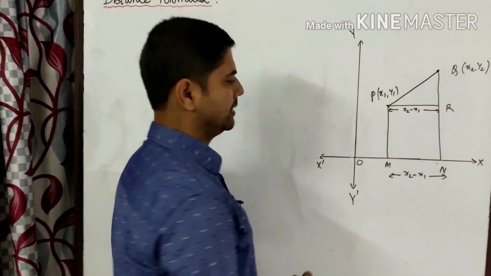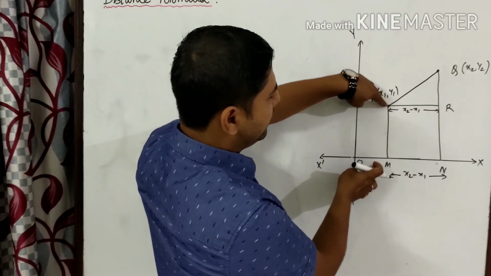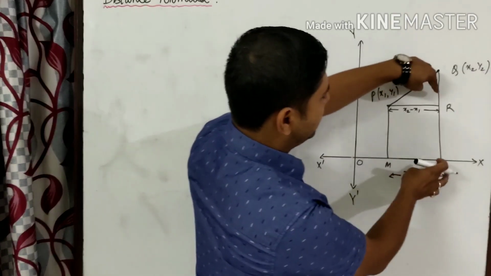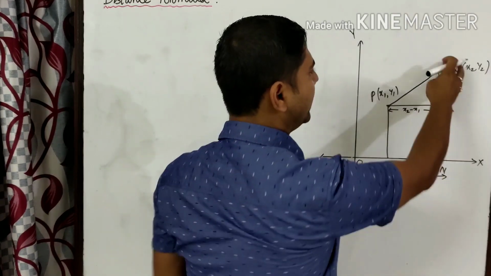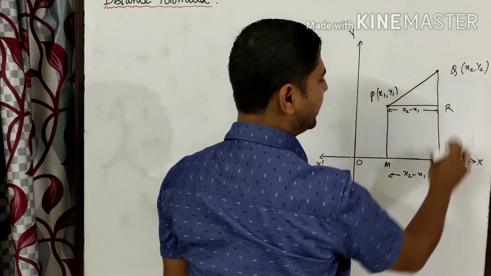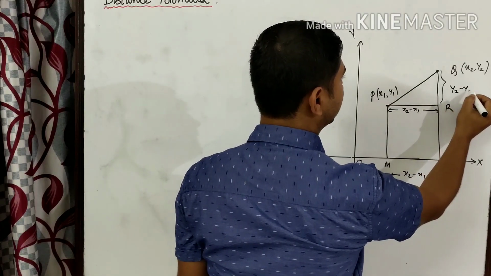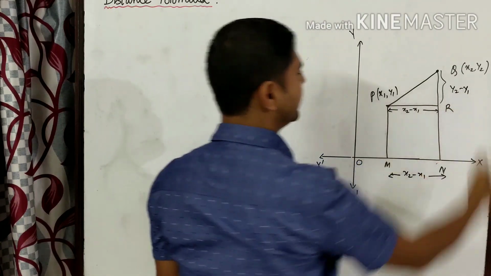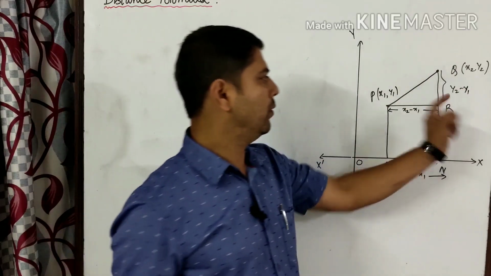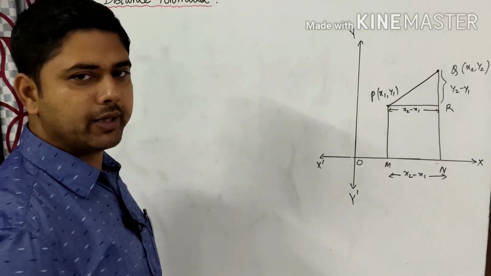Similarly, what is the length of this portion? It is y1, and the total length is y2, so the length of this portion is equal to y2 minus y1. That is the length of QR. Now you have to find the length of PQ.